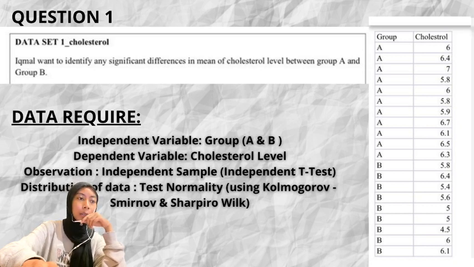And then next is the distribution of data. For this one, we use a test. The method we use is a test of normality. We use Kolmogorov-Smirnov and Shapiro-Wilk.